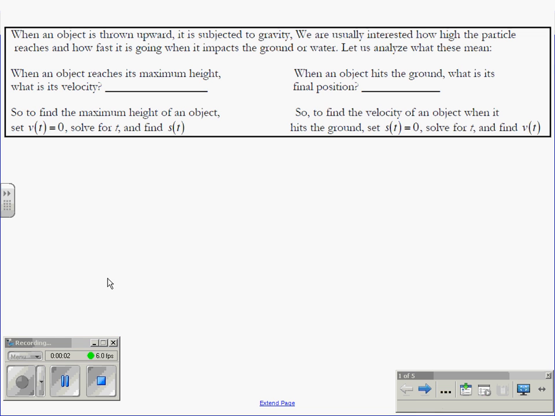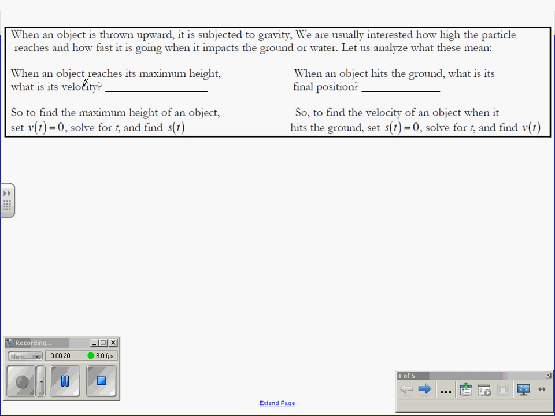Hello everyone, these slides are going to take you through exactly what you need to know about rate of change and the types of problems that you can expect to see on the test or on the quiz in the future. So basically, let's get started. The types of problems we're going to be dealing with are projectile motion.